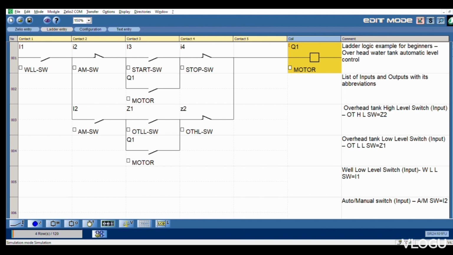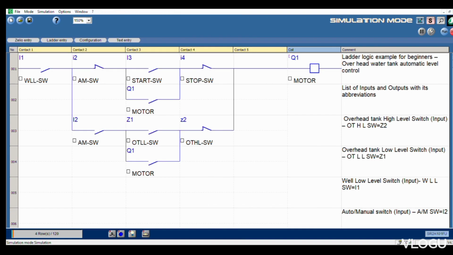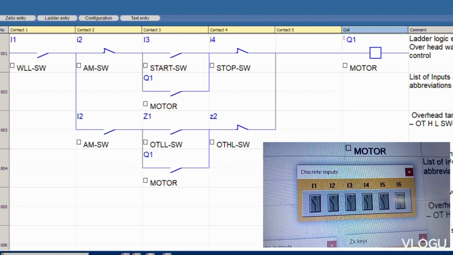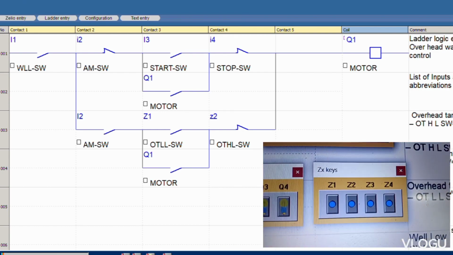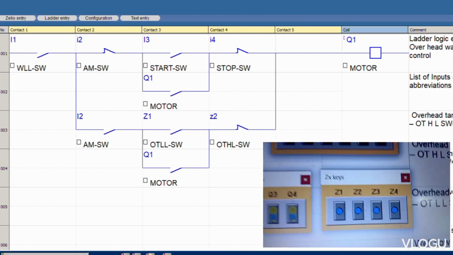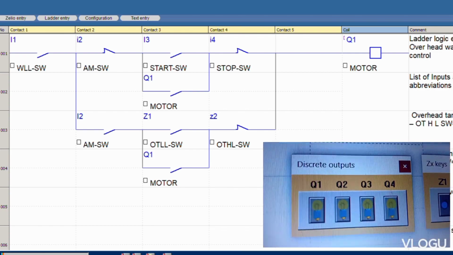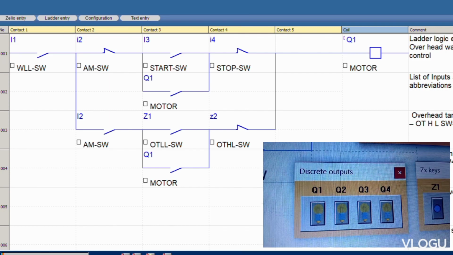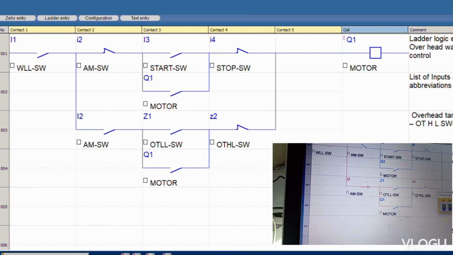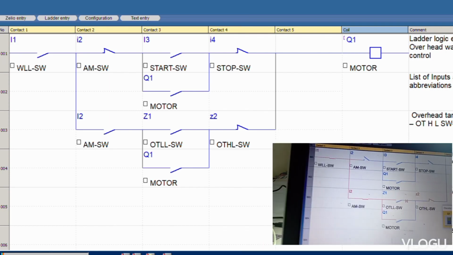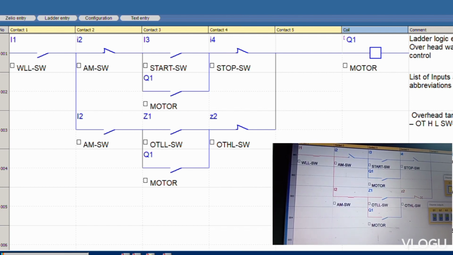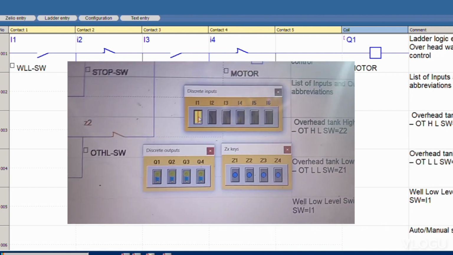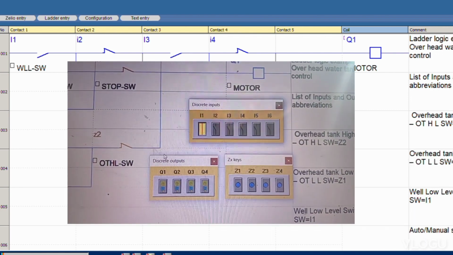Start simulation. We are using I1, I2, I3, I4, the Z keys Z1 and Z2, and for the output we are using Q1. If we go auto mode, low level on, motor on, high level reached, motor off. So I want to go auto mode.